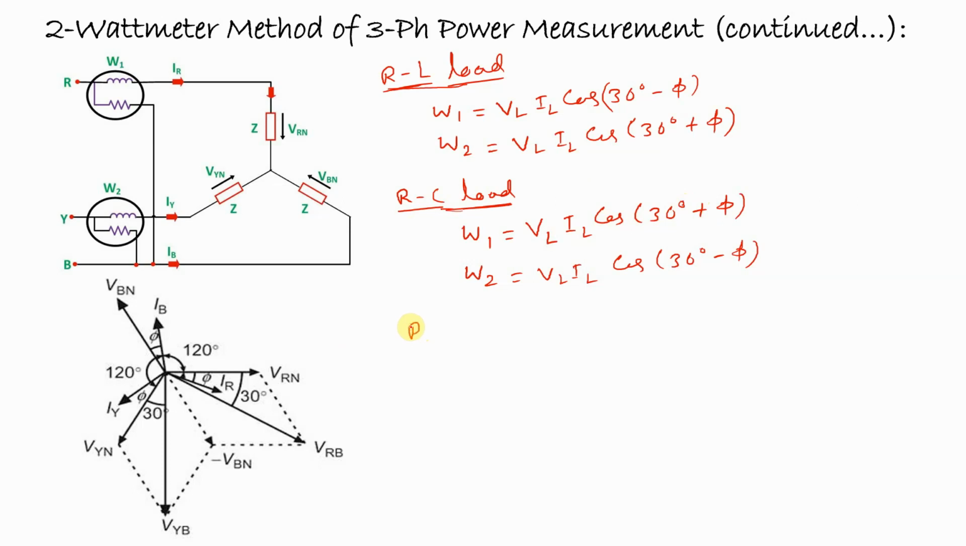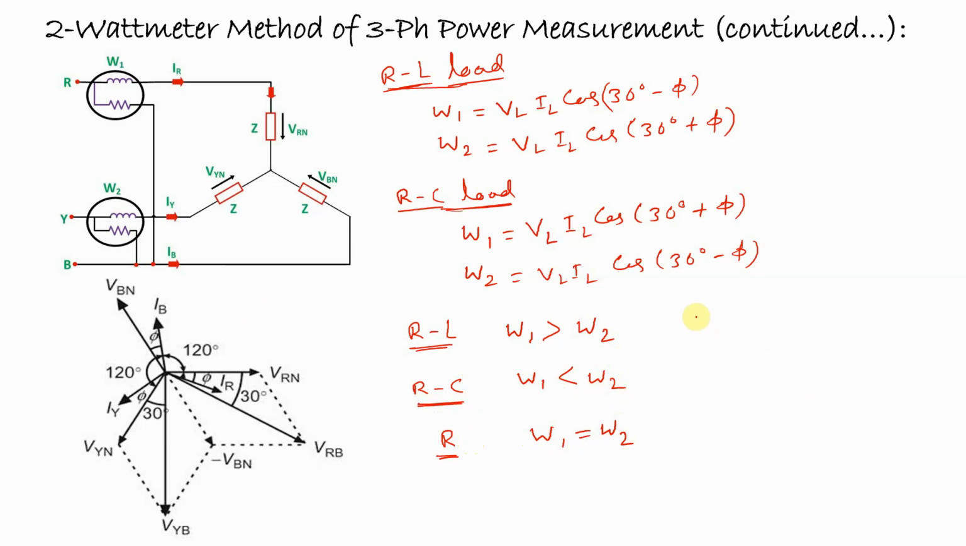In case of resistive inductive load, it can also be seen that the reading of the first wattmeter is always greater than the reading of the second wattmeter. And for resistive capacitive load, the reading of the first wattmeter will always be less than the reading of the second wattmeter. And for a purely resistive load, the readings of the two wattmeters will be equal. So if the readings of the two wattmeters are equal, we can easily identify the nature of the load as purely resistive.